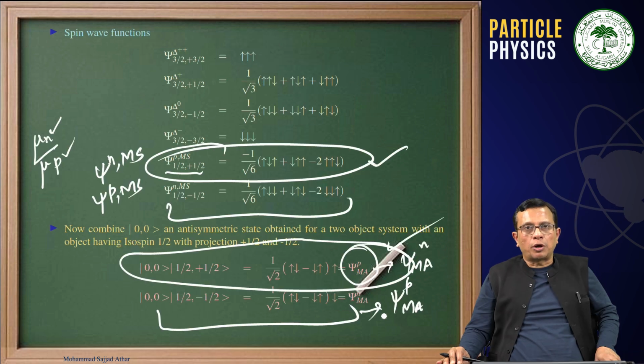Okay, let us stop here, and in the next class we are going to discuss how to evaluate the charge of proton and charge of neutron, and the magnetic moment of the proton and magnetic moment of the neutron.